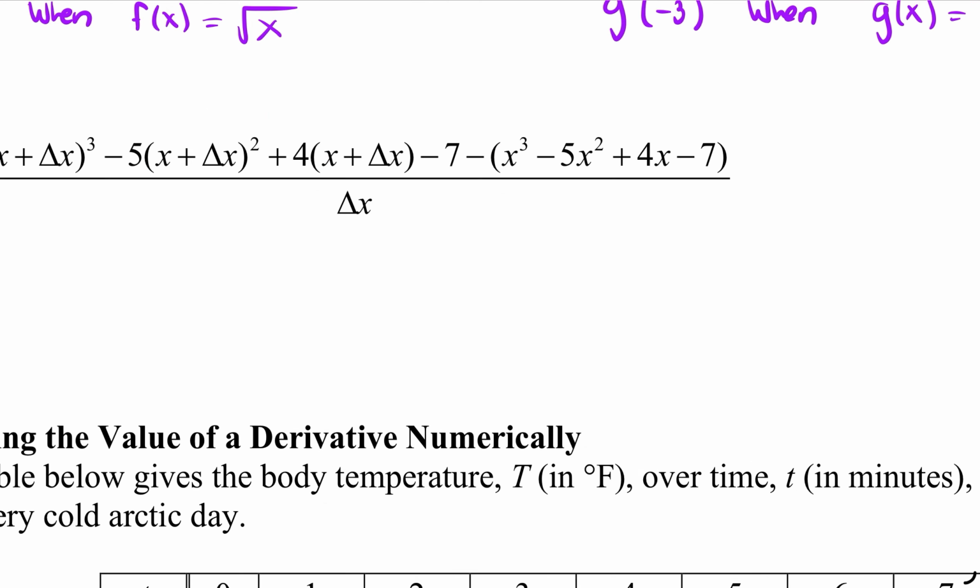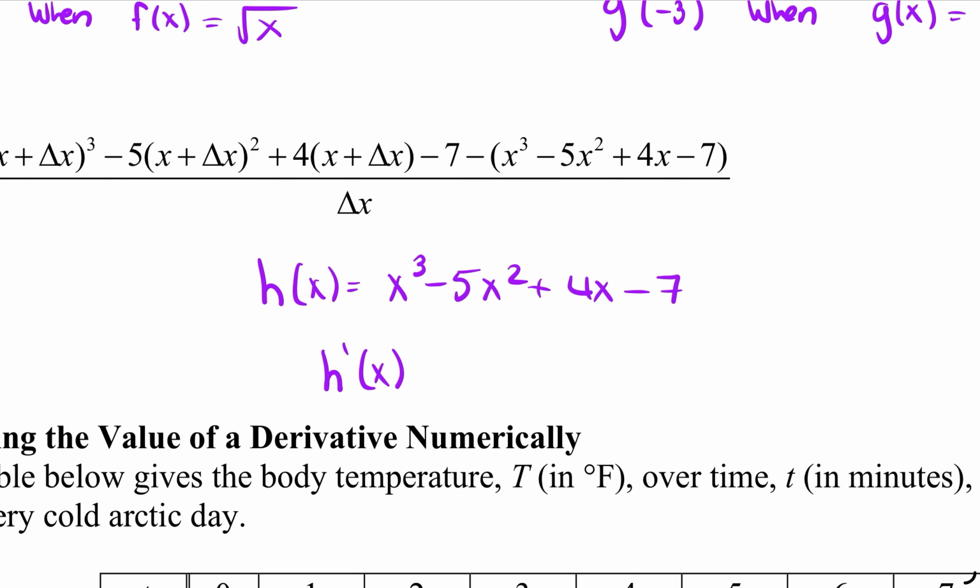The equation is, let's call this h of x. The equation is x cubed minus 5x squared plus 4x minus 7. And they just want us to find h prime of x because there is no actual numerical value that they're plugging in for x in this one.